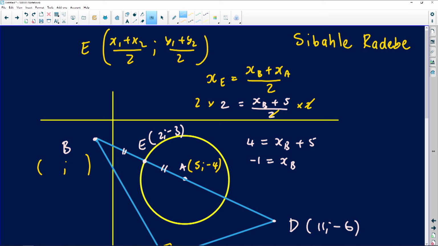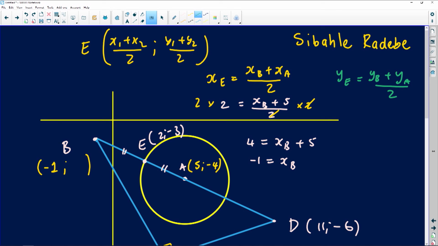Am I happy to see an answer of −1? Yes, it is on the negative x-axis, so I'm happy that my x value is −1. So I'm going to do the same thing with the y values. I'm going to say the y value of the midpoint is the y value of B plus the y value of A, divided by 2, because E is in the middle of A and B.